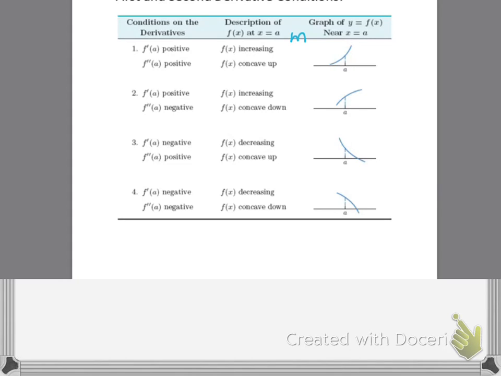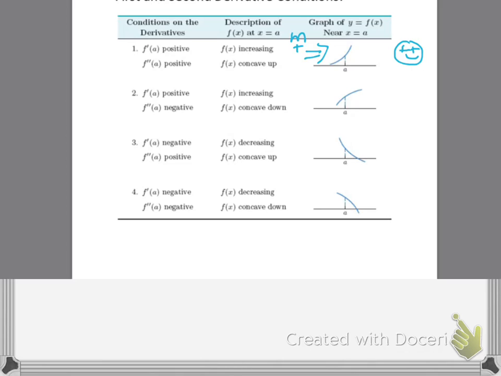Your slope is going to be positive also. If your second derivative is positive, then you know you're concave up. Why is that? Because I have my little positive happy face. All right, so here is an example of what that looks like. That's where both derivatives are positive.